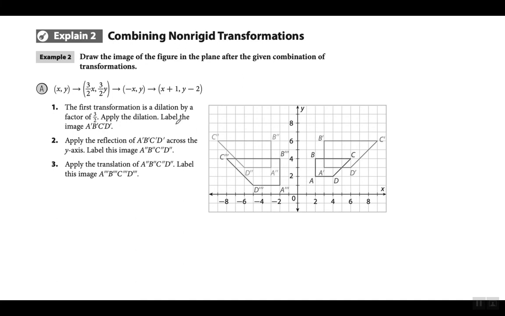All right, let's start with our pre-image of ABCD. All right, so the coordinates for ABCD, which is right here, here's ABCD. Okay, A is at 2, 2. B is at 2, 4. And C is at 6, 4. And D is at 4, 2.